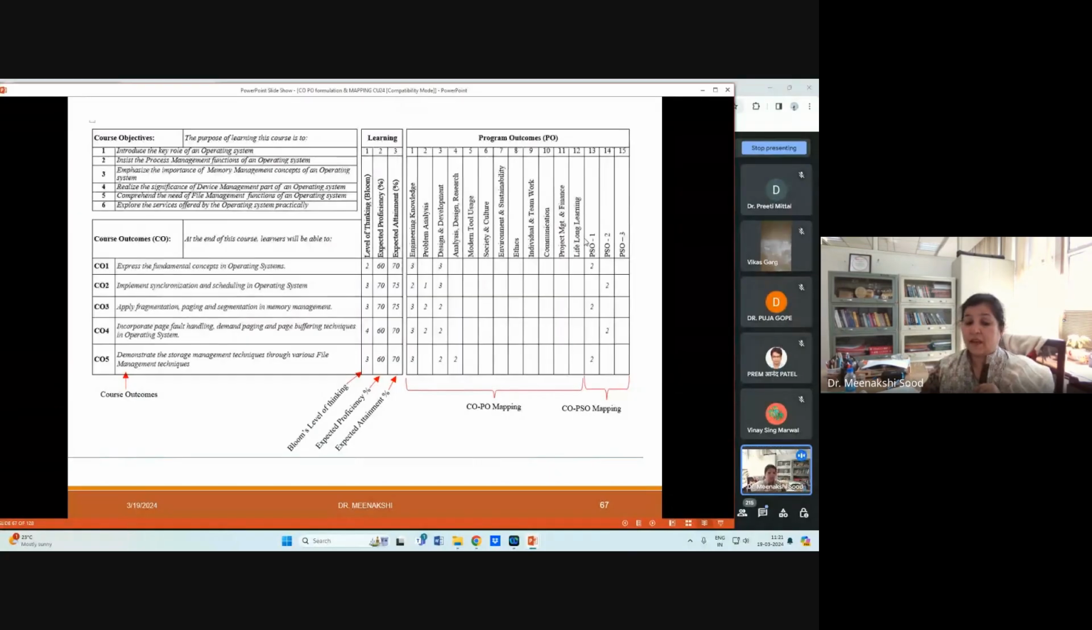So if I'm saying that my expected proficiency is 70% marks, but attainment is only 50% of students, I have to justify on what criteria we have put these numbers.